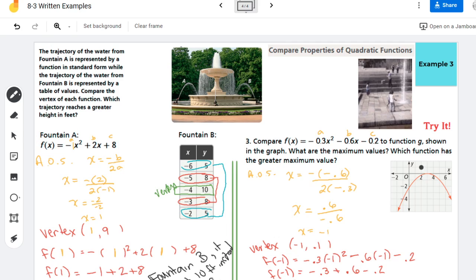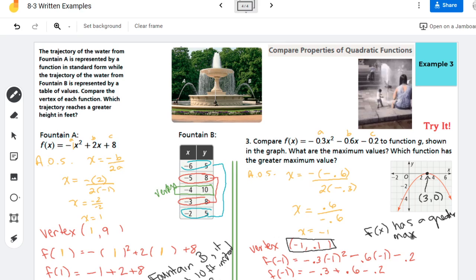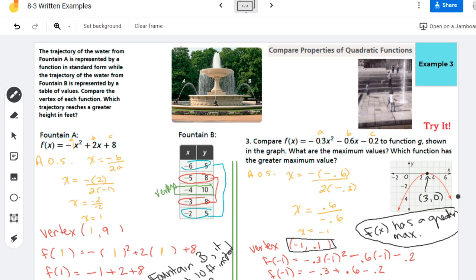But take a look at function g. This one has a vertex that's lying right there on the axis. So this is at (3, 0). So if I'm trying to find which one has the greater maximum, I'm comparing their y values. So I'm comparing 0.1 to 0. So on this, I would say f of x has a greater maximum, because 0.1 is bigger than 0.